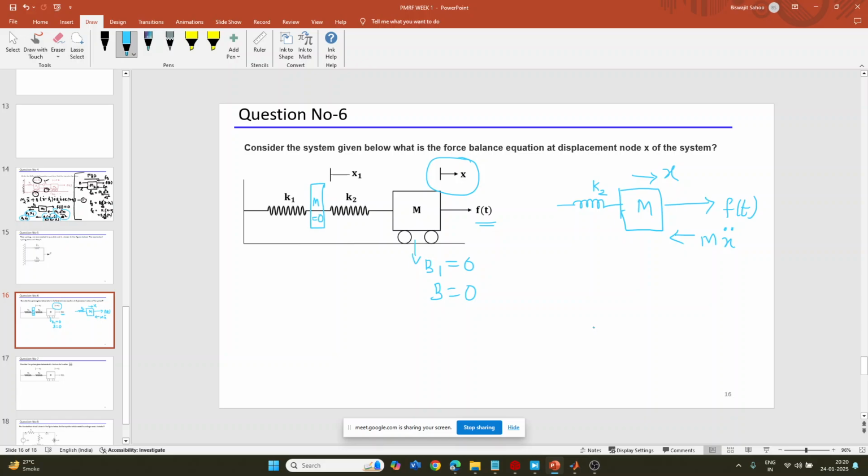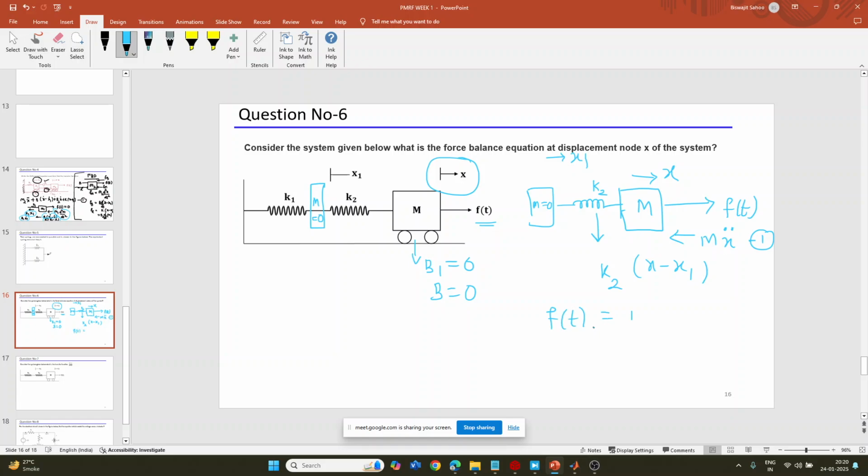Now you draw the free body diagram. Here you assume that there is a mass which is displaced by x1, and what is the mass value? This mass m equal to 0. That's it. Solve the question now. It is very easy for you. Assume this mass m equal to 0. Now this is the first equation, the first opposing force. What is the second opposing force? The second opposing force is K2, so K2 times (x minus x1). Damping force is 0.